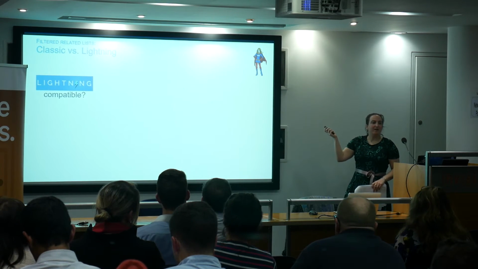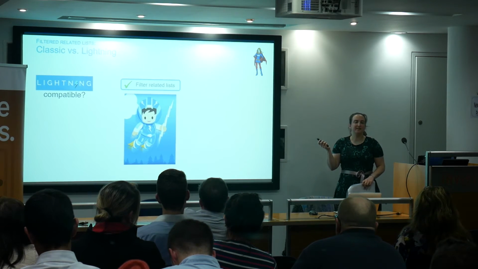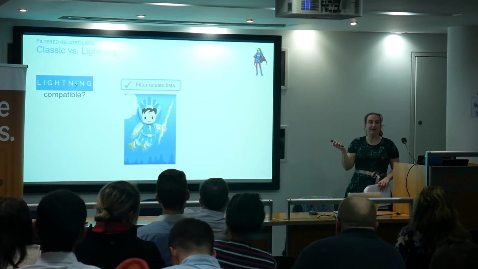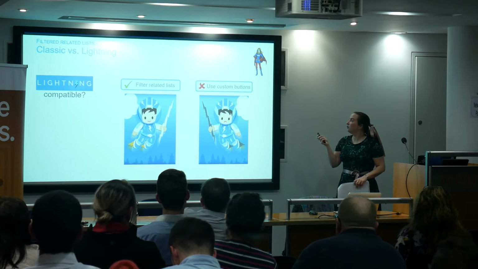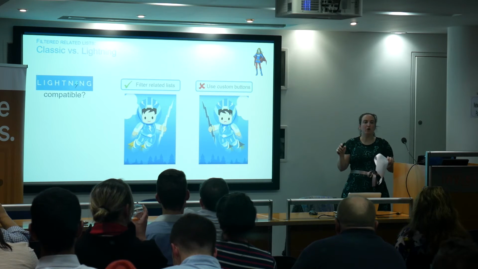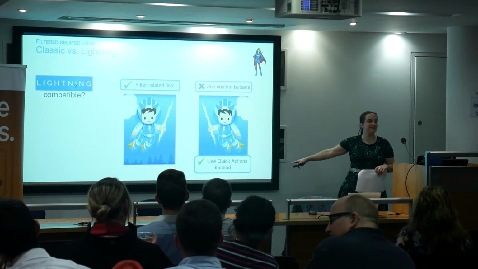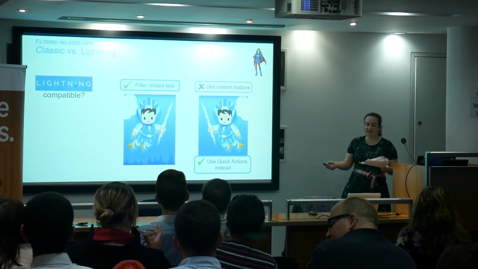So, Lightning versus Classic. Now, filtered related lists are available in Lightning. You can use this. But unfortunately, you can't use custom buttons in Lightning. That doesn't mean you can't use this solution. Fortunately, you can use quick actions instead, which perform the same thing.